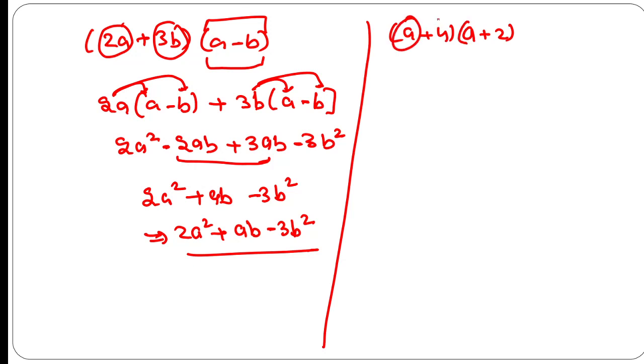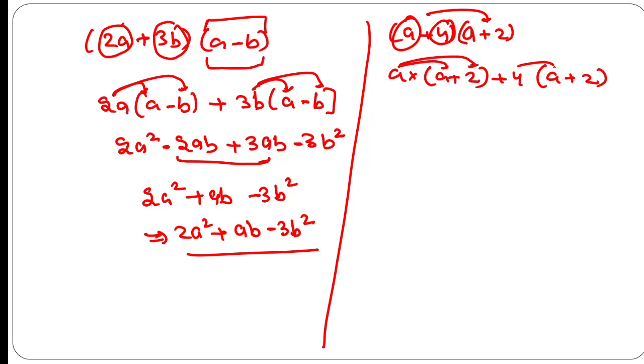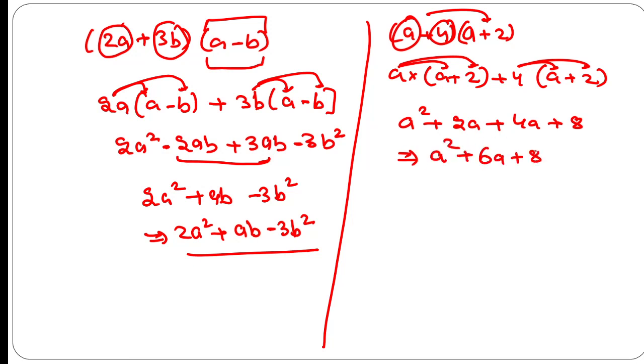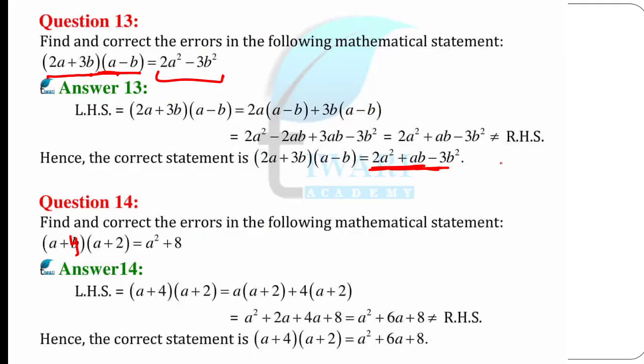First of all, this a is multiplied to the whole term, that is a multiplied by a plus 2, and next this 4 is multiplied by this whole a plus 2 term. This a is multiplied to the first term as well as the second term, and this 4 is multiplied to the first term as well as the second term. So we will obtain a into a is a square, a into 2 is 2a, plus 4 into a is 4a, and 4 into 2 is 8. So on solving, we will obtain a square plus 2a plus 4a is 6a, plus 8. So a square plus 6a plus 8. There is no 6a in the question, so this is wrong. a square plus 6a plus 8 is the required answer.